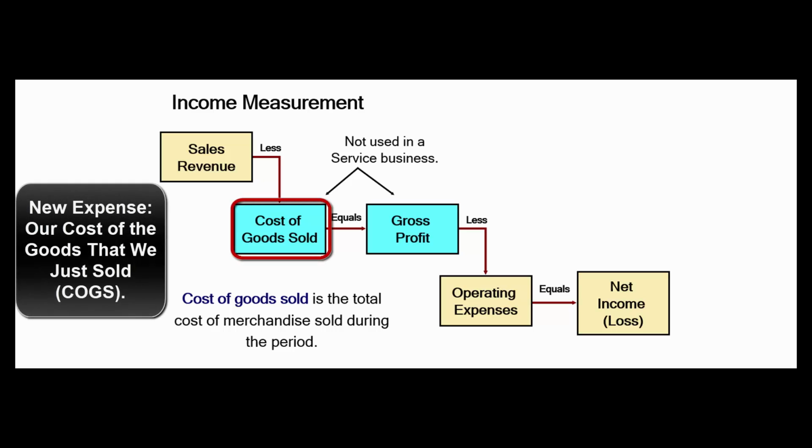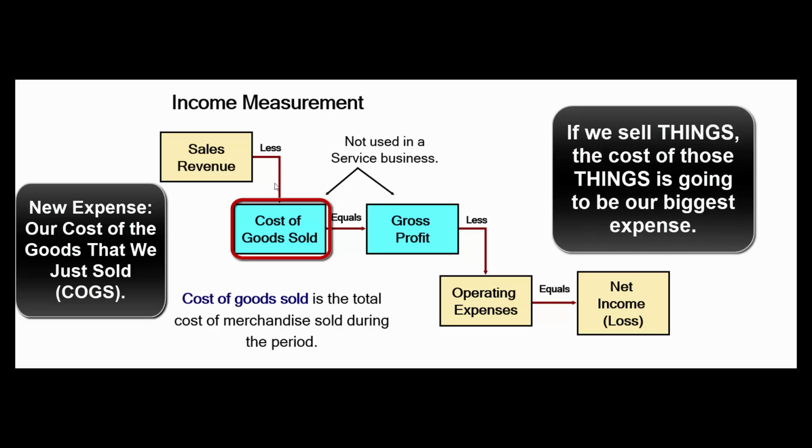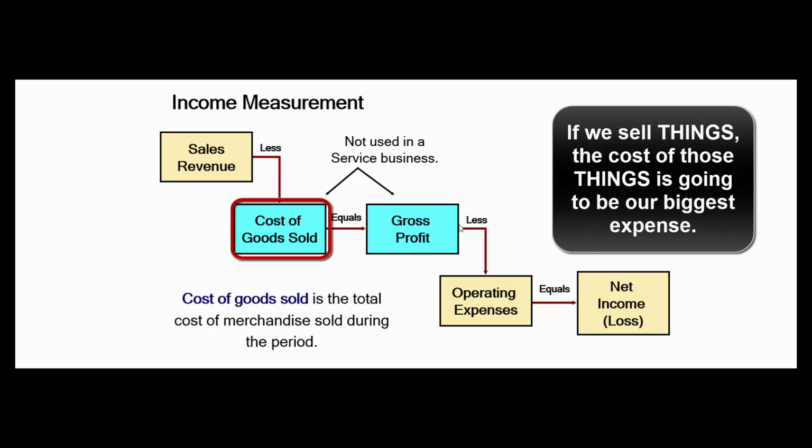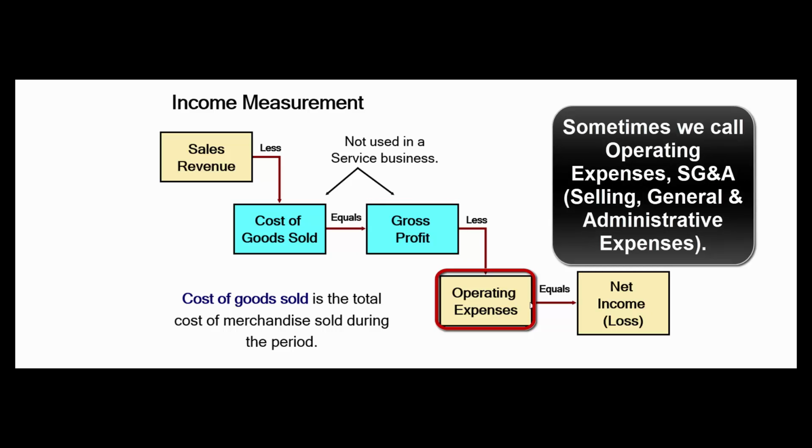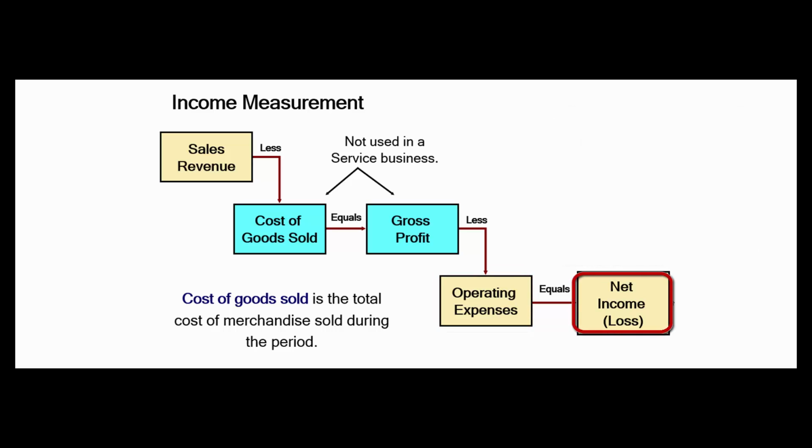Well, now we're going to have a new expense account called our cost of the goods that we just sold. And it's so important that we're going to subtract it first and strike a subtotal called gross profit before we go any further. Then we're going to subtract operating expenses. That's the stuff that happens in the usual course of our core business. And that's going to give us, the book calls it net income, but we're going to call it operating income for right now.